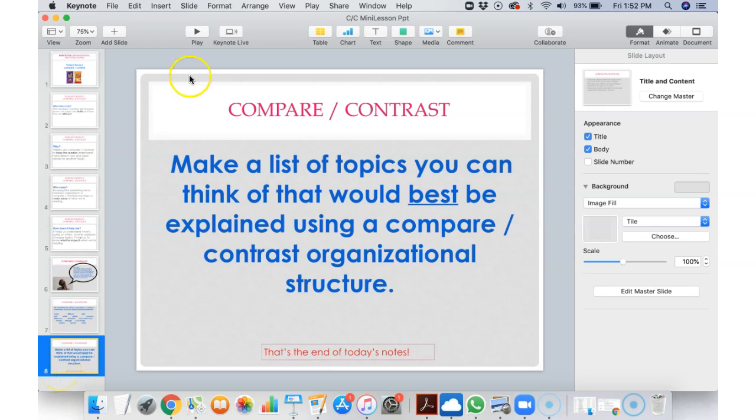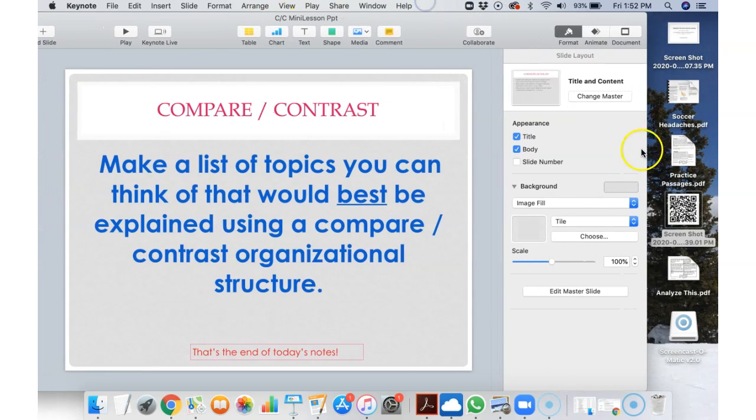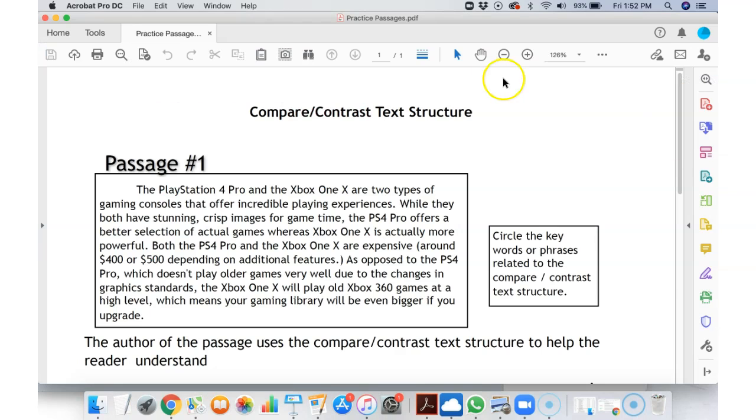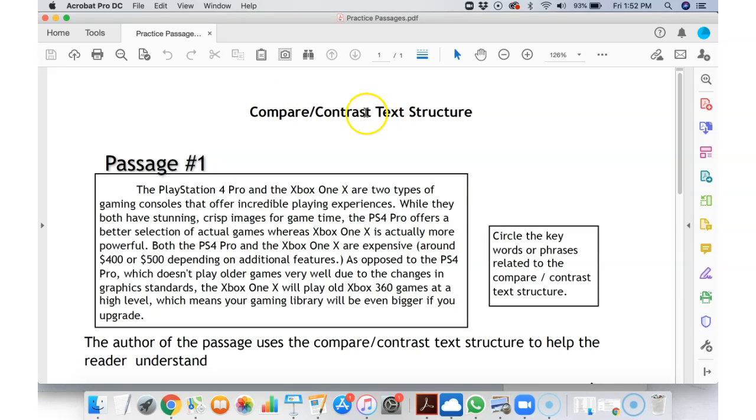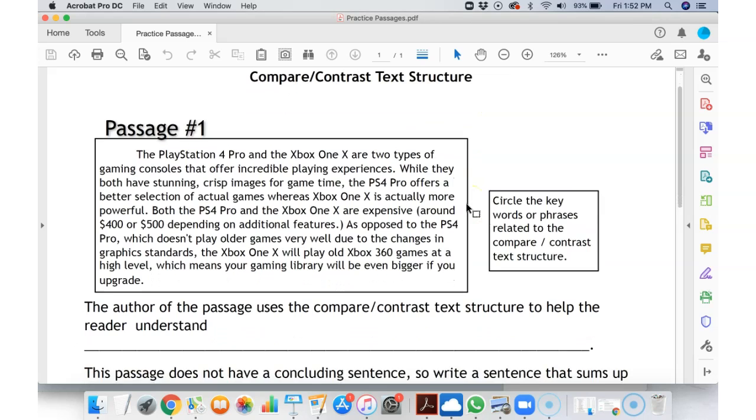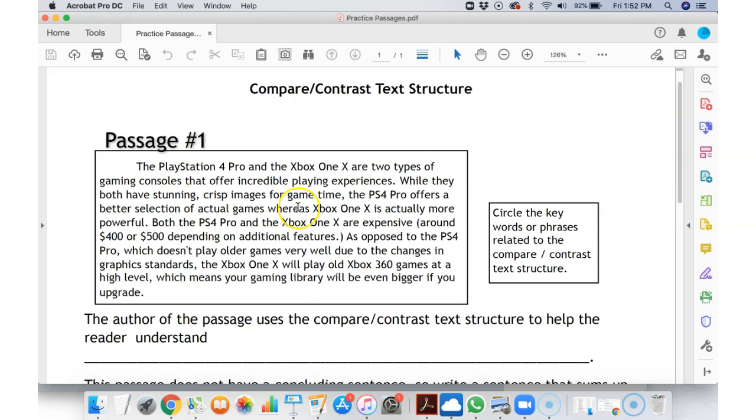Okay, now what's going to happen is I'm actually going to bring up your practice passages. So this is what we're going to do with the information. We are going to look at the compare contrast organization here. Let's just look at a little easy passage. Passage number 1 is about PlayStation 4 Pro and Xbox One X.